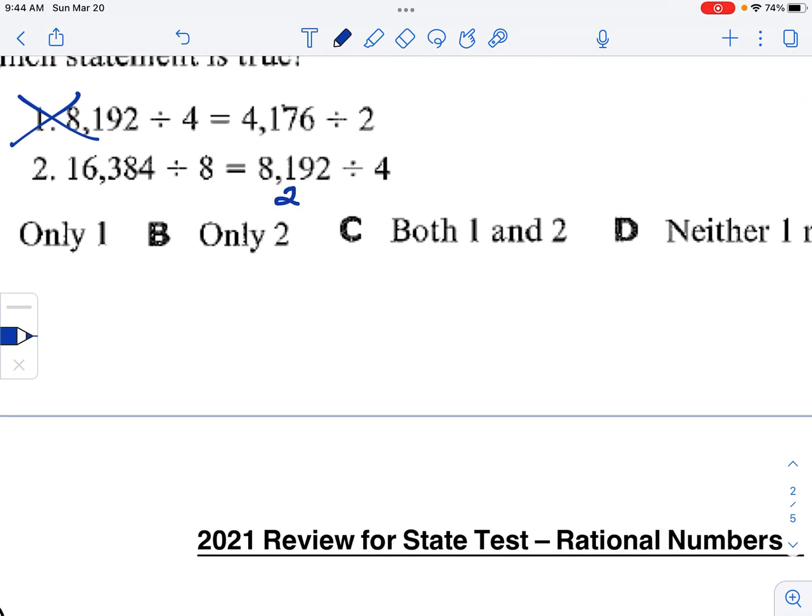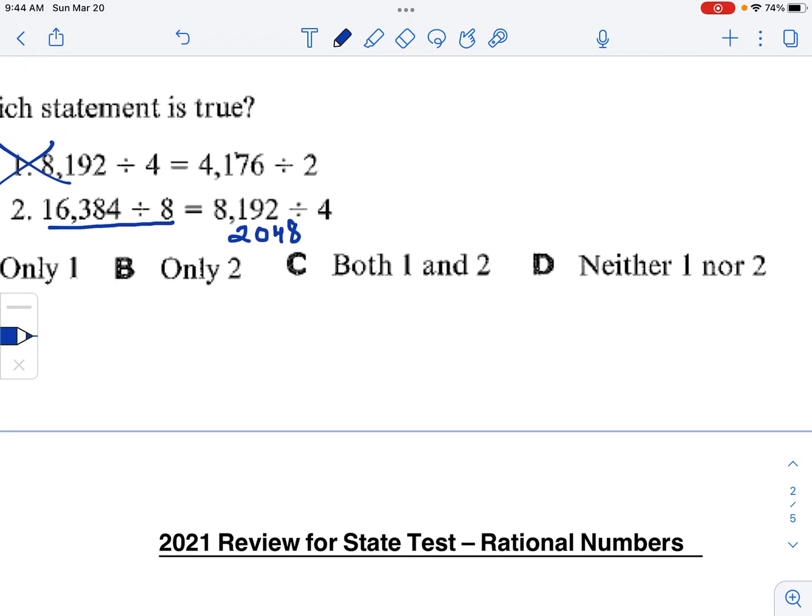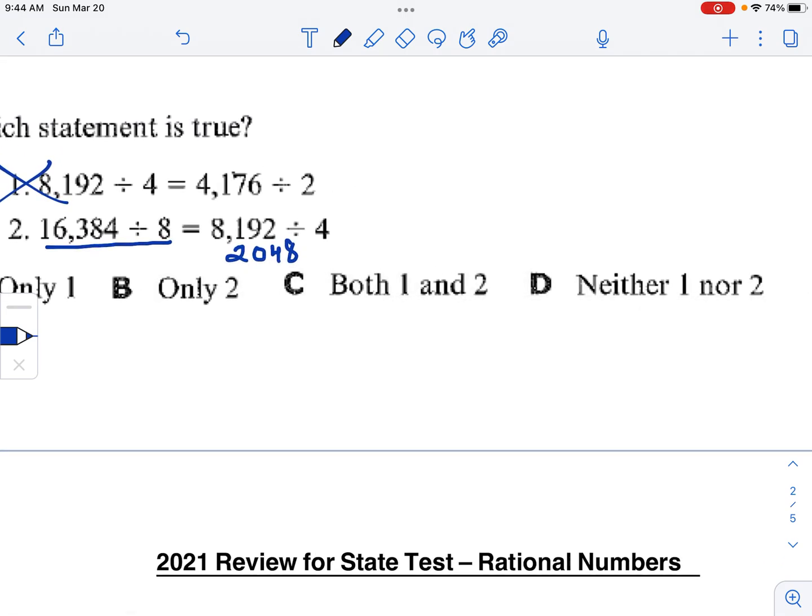Well, we already know 8,192 divided by 4 is 2,048. So we want to check to see if 16,384 divided by 8 is also 2,048. All right, I'm going to put this up here. 8 going into 16,384.